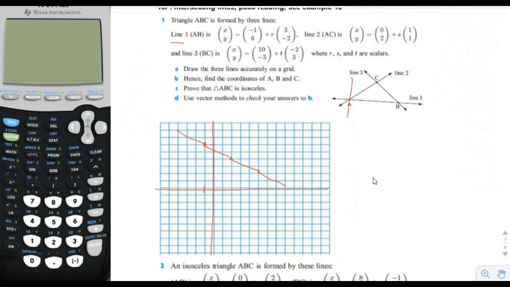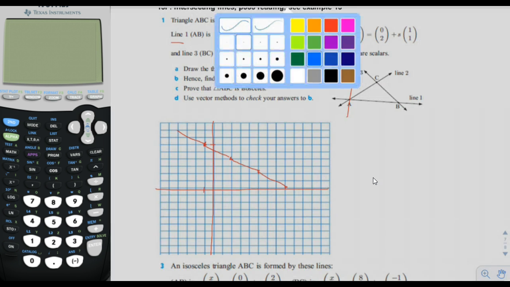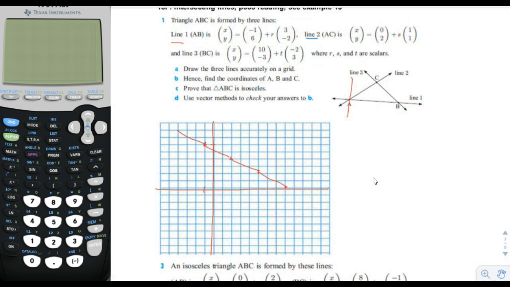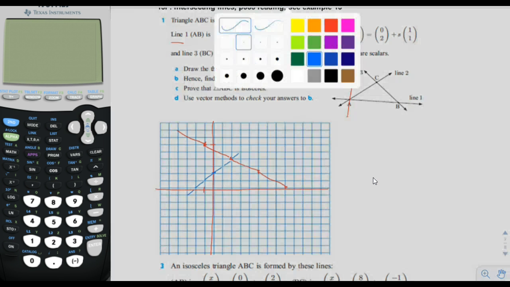Okay? All right. And then that was line 1. Let's do line 2. So line 2 would start at 0, 2, right there. And then it would slope 1, 1. So 1, 1, 1, 1, 1, 1, 1, 1, 1, 1, 1, 1. Okay. Now we'll do the next one.